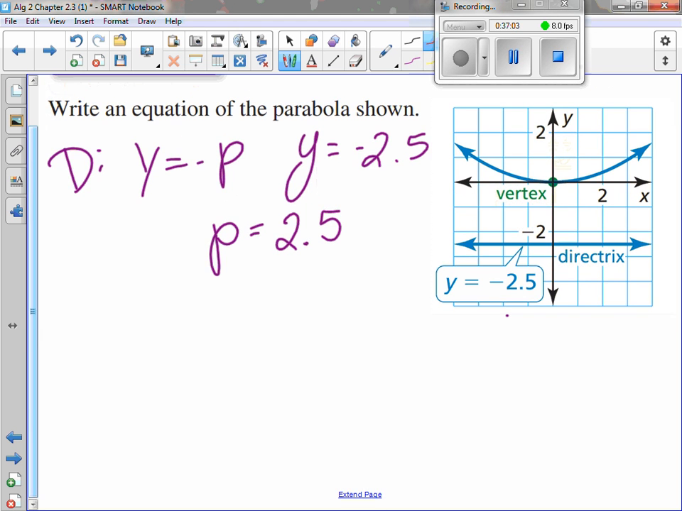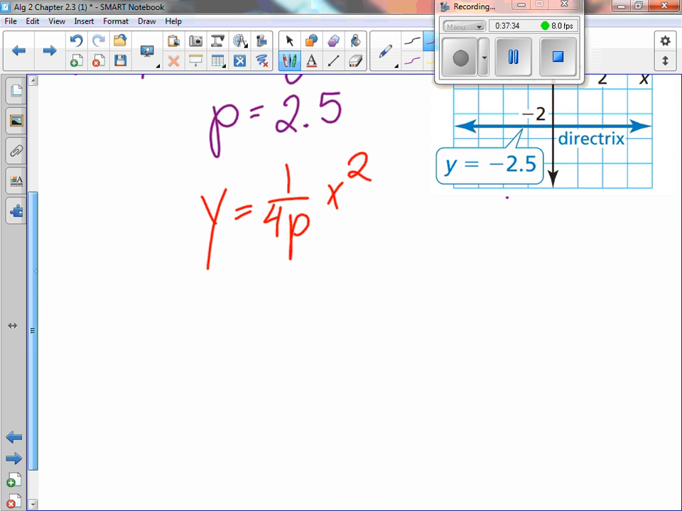Now, which direction is it opening? Is it opening up or down? Up. But we also could have seen that the directrix was y equals negative 2.5. The directrix for one of them is x, the other is y. Since we had y, I'm going to use the x formula: y equals 1 over 4p x squared. And we said the value of p is 2.5. So we plug it in.